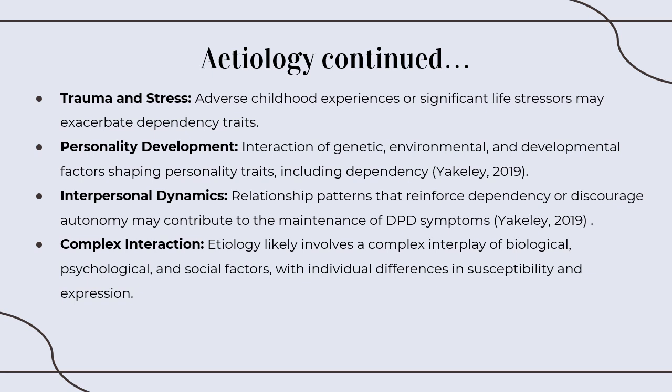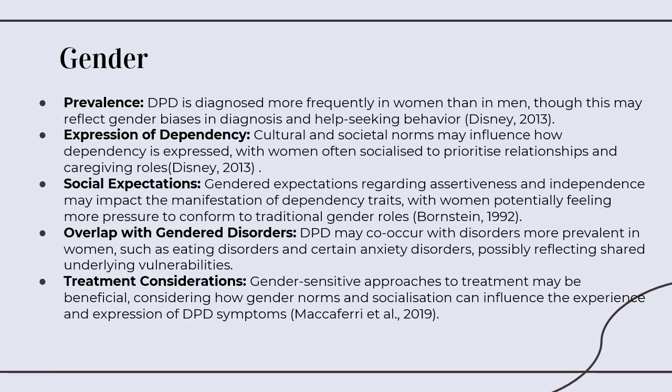Lastly, we have the complex interaction, which is basically the biopsychosocial model. So it says that etiology likely involves a complex interplay between biological, psychological, and social factors, with individual differences in susceptibility and expression. Next, we move on to gender.